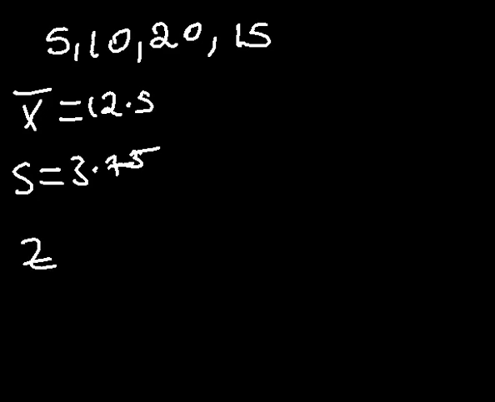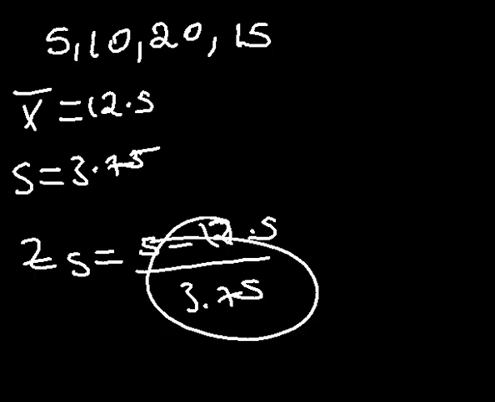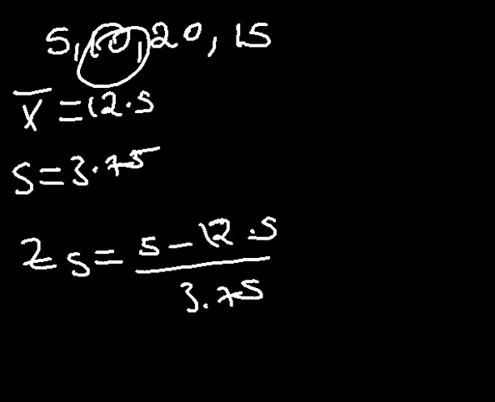So what is the z-score for 5? We'll have the x value, which is 5, minus the mean, which is 12.5, divided by the standard deviation, which is 3.75. So you'll be able to have the z-score in that way. And likewise, you do this one, and that one as well. So take note of that.